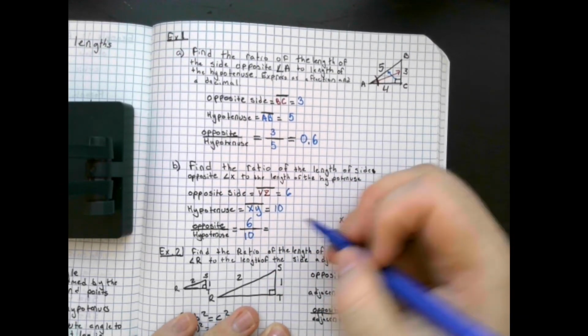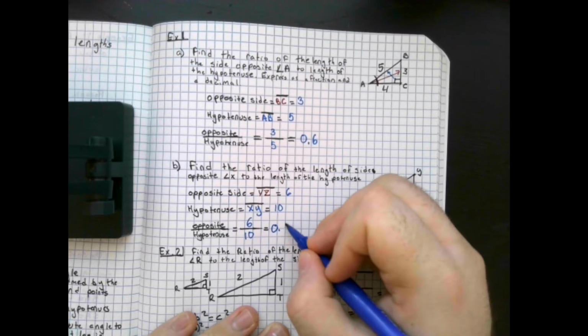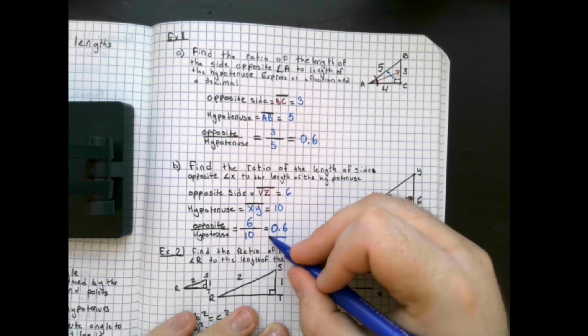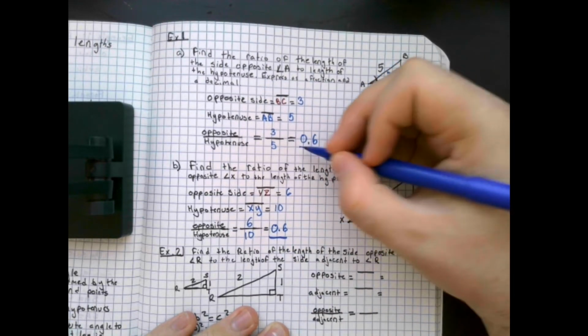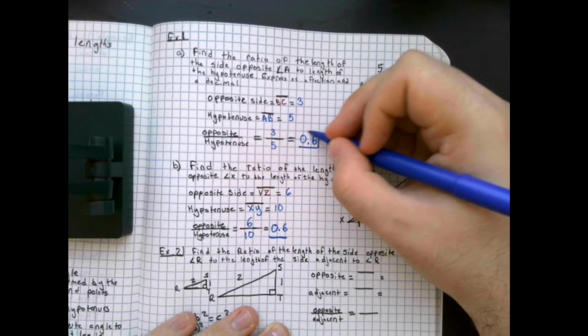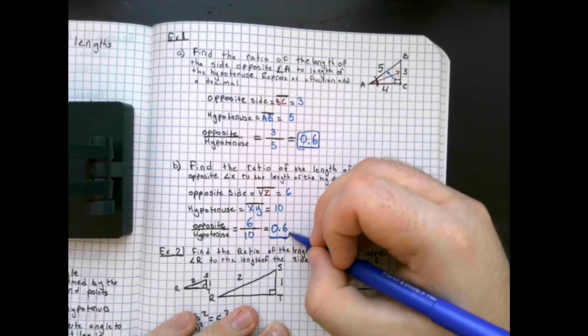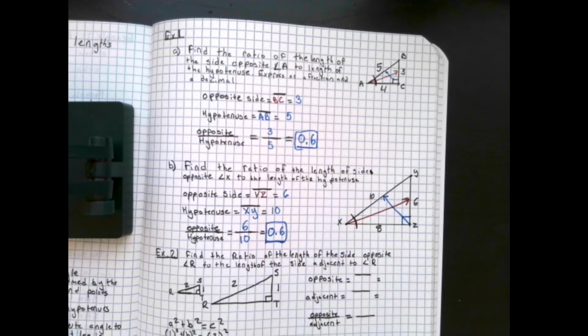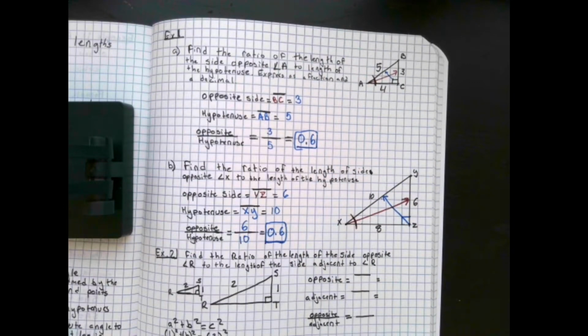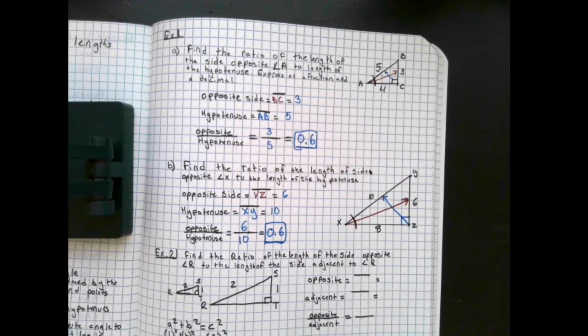And if we make that a decimal, that's 0.6. And there's something really important that you should notice here. These two ratios, the opposite over the hypotenuse, are the same. And that's because within similar triangles, the ratio between specific side lengths of that angle, the opposite and hypotenuse, and the adjacent and the hypotenuse, will always be the same.